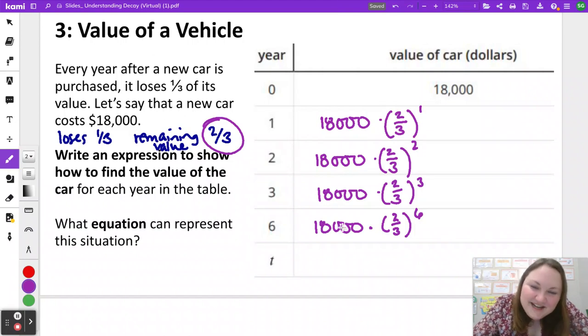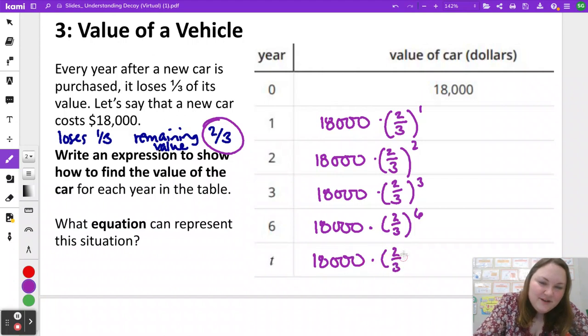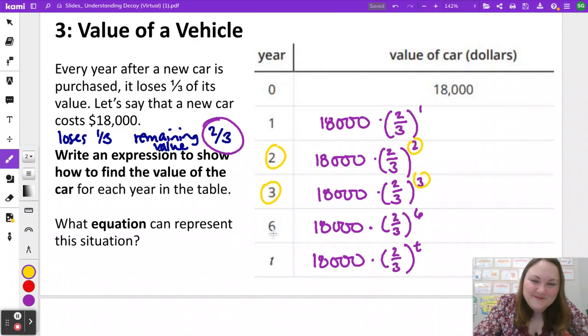So then to summarize this pattern, we get to year t. If I don't know how many years have gone by, but I want a way to express how much of that value remains after t years, the pattern here is every single time we take our 18,000 and we multiply it by two-thirds, I just multiply it by two-thirds t times. Every single time, the year was the exponent, which is why we have our exponent t here.